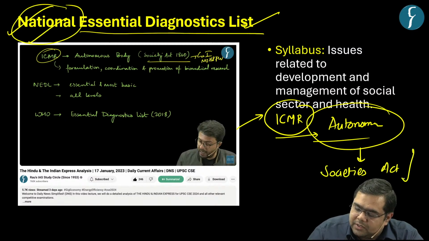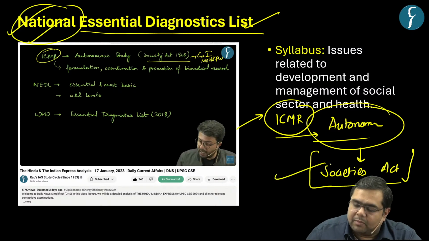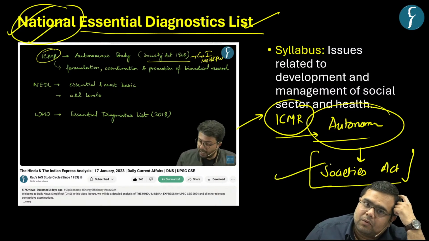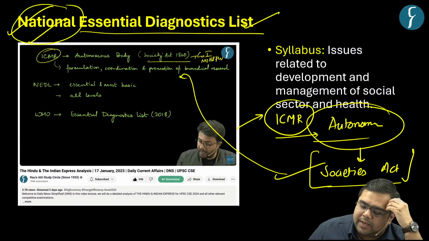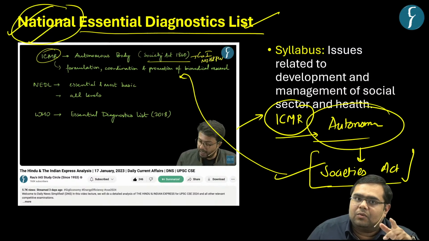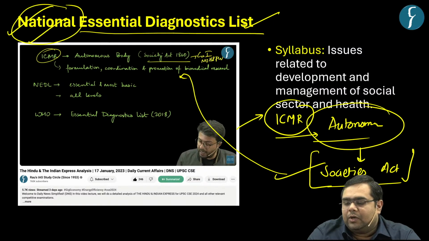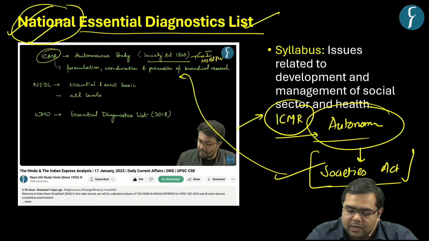This is an important aspect to remember for prelims, because what they try to do is change the nature of the body. In the multiple choice questions, they'll say that this is a statutory body and so on. That is how the commission tries to confuse the students. So the point to remember here is that it is registered under the Societies Act and is an autonomous body.